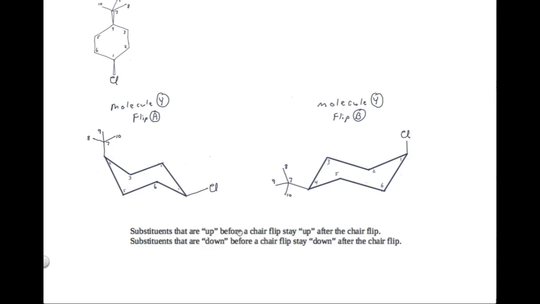So here's the rule that we've learned for going from one chair flip to the other chair flip. Substituents that start up in one chair flip remain up in the other chair flip. We can label the equatorial and axial substituents. The substituents on vertical bonds are axial. So here's an axial substituent and here's an axial substituent. And the substituents on the slanted bonds are equatorial. So here's an equatorial substituent and here's our other equatorial substituent. Notice that when we do a chair flip, axial changes to equatorial and equatorial changes to axial.